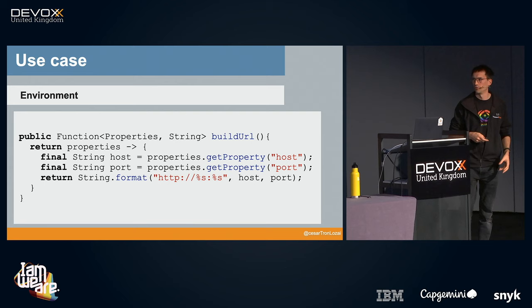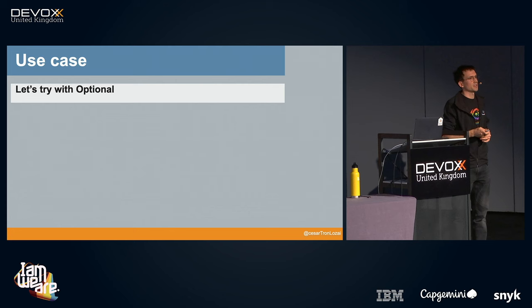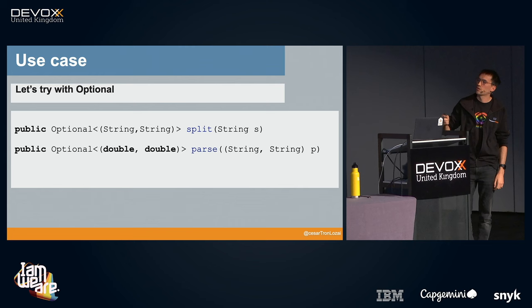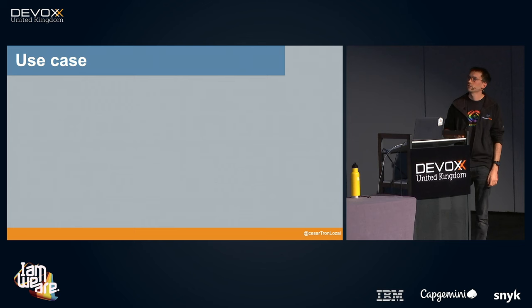OK. So why not try to fix the problem that we've just had by using Optional. So we change the method split to return Optional of Pair. We change the parse method to return Optional of Double. And we change divide to return Optional of Double. And then that's what we've got. And I think it's amazing. It's beautiful, this code. I really love it.